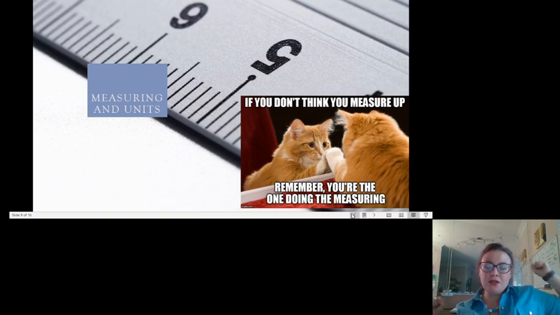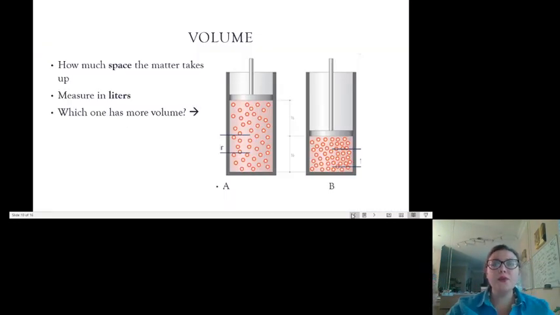Alright, welcome to part 2 of measuring and units. Now we're going to talk about volume. And while mass is how much matter there is, volume is how much space the matter takes up.